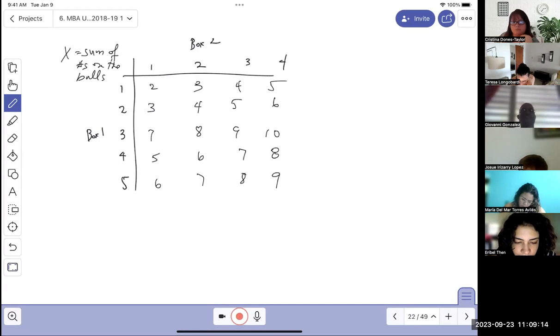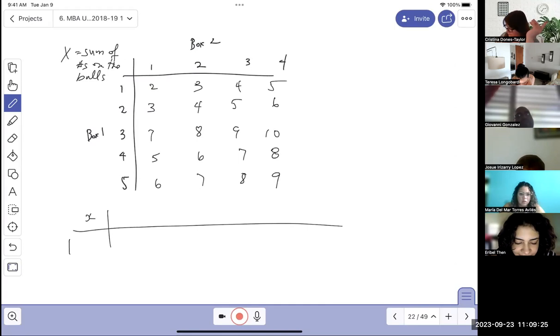So you see some numbers repeat. So what we're going to do is, like before, we're going to define the variable. We're going to present the probability distribution of the variable with the values here and the probabilities down here. So what are the possible outcomes for the sum of the numbers on the balls? Two is possible, 3 is possible, 4 is possible, 5 is possible, 6, 7, 8, and 9.